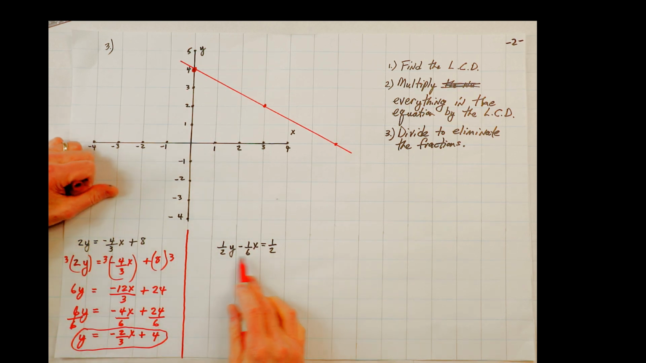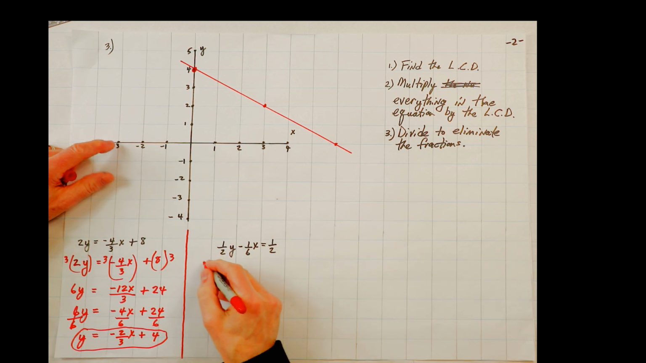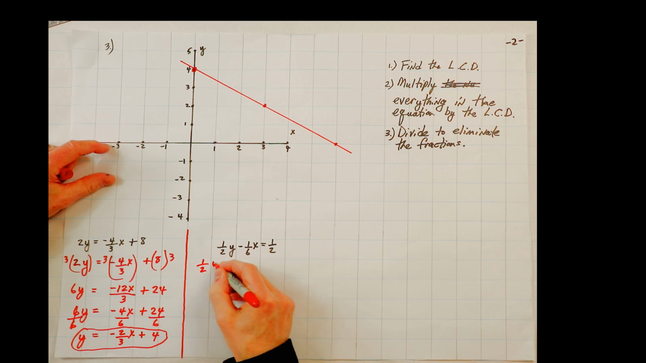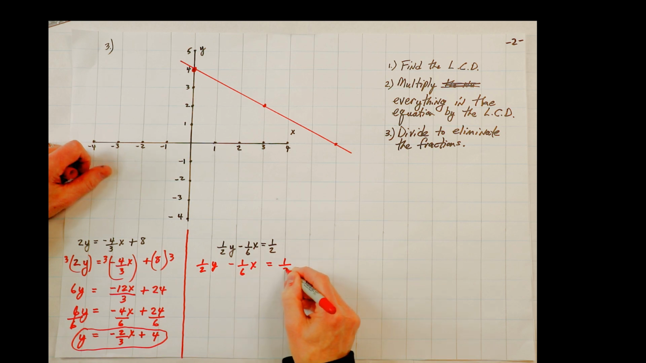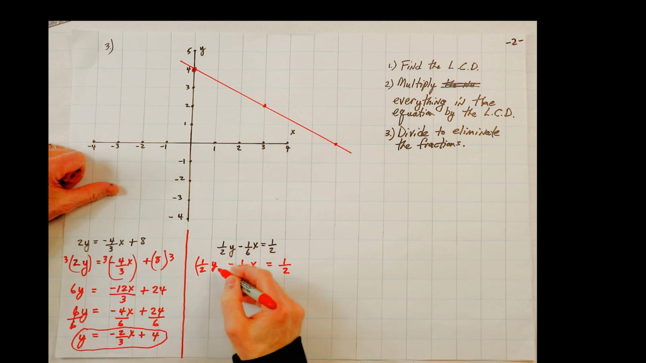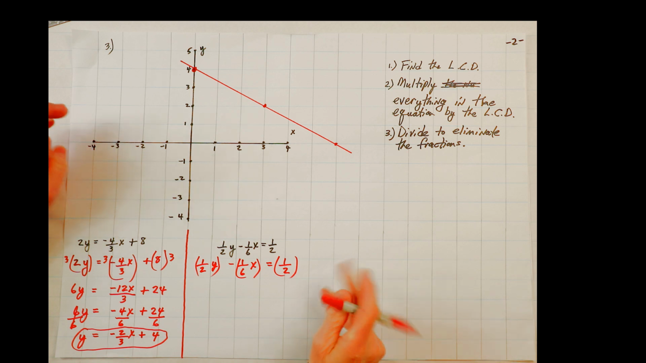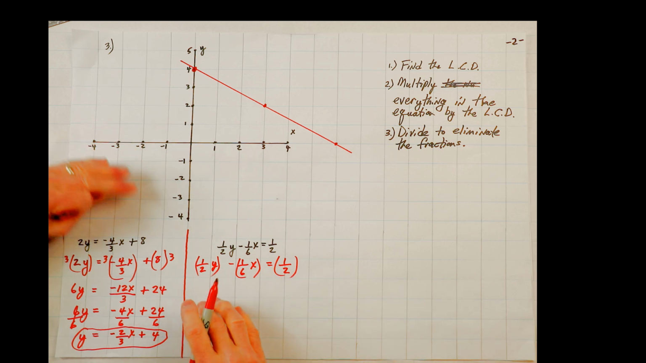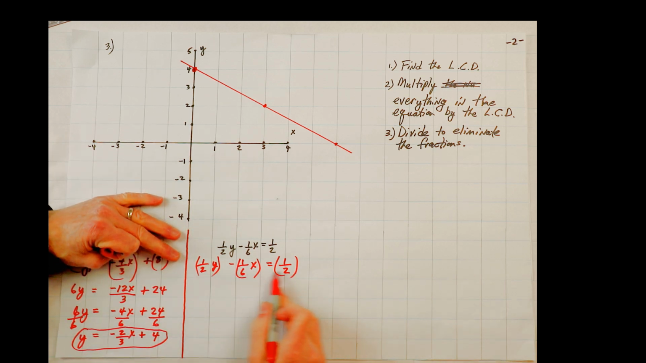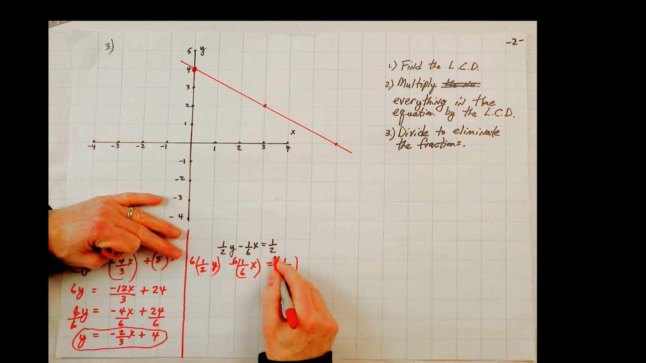Okay, for this one, what is the lowest common denominator? 6, isn't it? So I'm going to just give myself a little more space here. I don't like things all jammed together. It's confusing when you go back and look at something later when it's all jammed together and you can't figure out what you did. Sound familiar? The common denominator is 6, so we multiply everything by 6.